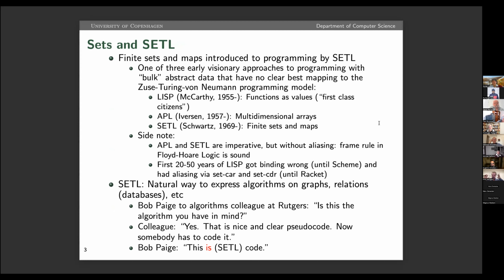And back then it was a real deviation from the Turing von Neumann programming model, which meant you program one little tiny amount of bits at a time. I think it was Lisp and APL and Seidel introducing high-level data structures that didn't have an obvious mapping to the underlying hardware, or weren't just a reflection of the underlying hardware. They also had some very forward-looking safety and security properties.